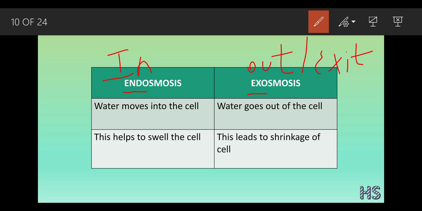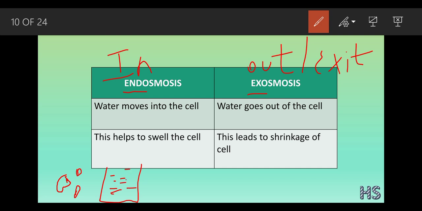What is going to happen? Water moves into the cell. This helps to swell the cell. Let's understand. Suppose I take a shriveled cell. What do you mean by shriveled? Which are not perfectly big, which are small in nature. So I am going to take a cell which is shriveled, and I am going to put it into a solution.